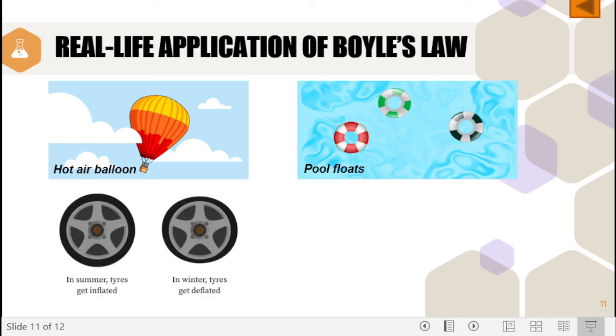Next one is all about the tires. The tires of untouched vehicles get deflated during freezing winter days while they get inflated in hot summer days. This is caused by Charles' law. In winter, due to low temperature, the air inside the tire gets cooler and shrinks, while on hot days, the air expands with temperature.